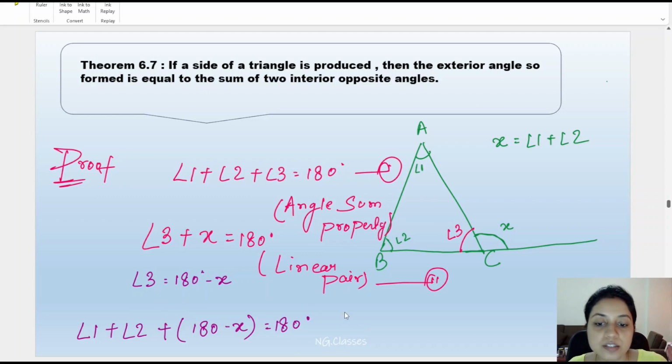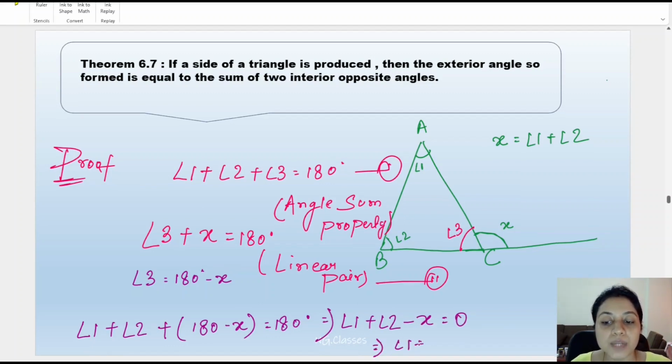Let's simplify it. So we will get angle 1 plus angle 2 minus x is equal to 0. And we can also write it as angle 1 plus angle 2 is equal to x. And that's what we wanted to prove, right? When we extend one of the sides, then the exterior angle so formed will be equal to the sum of the other two interior opposite angles. So hence we are done with the proof.